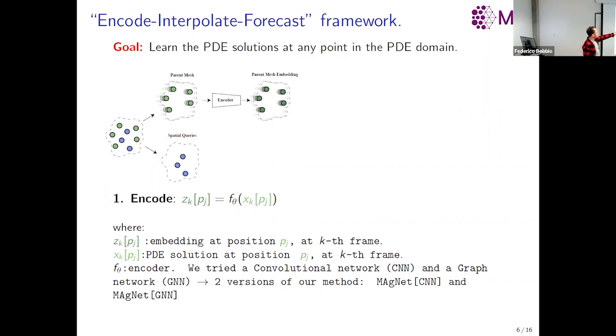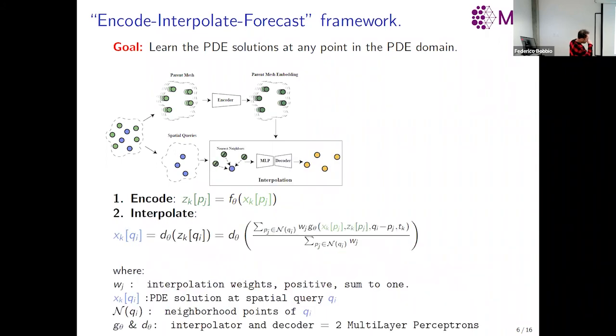Now you're in a latent space that might not have physical sense, but where the information is condensed in a way that might be better to learn from. And that is the main module, the main contribution of the whole paper. Really, what we want to do is, still in latent space, cross the spatial queries with the parent mesh embedding, in both spaces, the original space and the latent space.